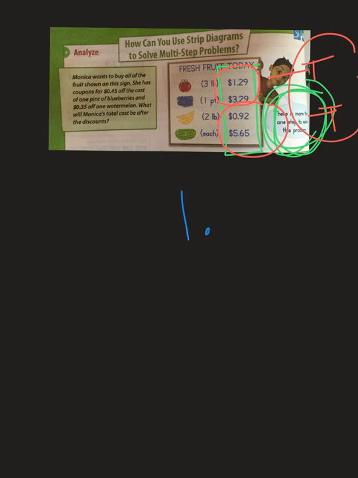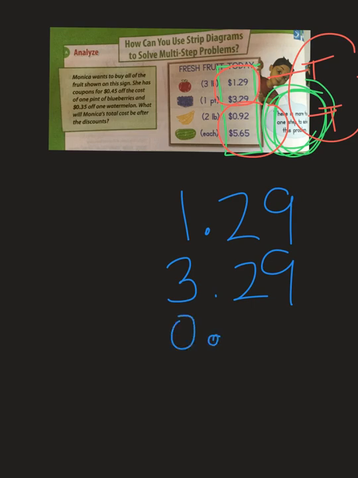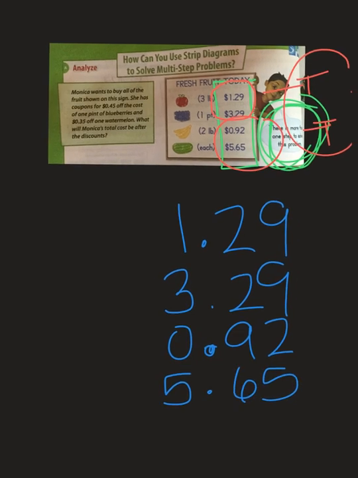So I have $1.29, $3.29, 92 cents, put a 0 here to hold that place value, 92 cents, and $5.65. Man, that's an expensive watermelon. I'm going to kind of move this up a little bit. Okay, so this will give me the total cost of buying one of each fruit.